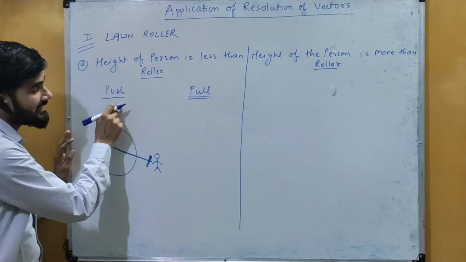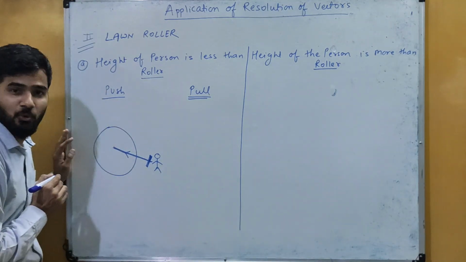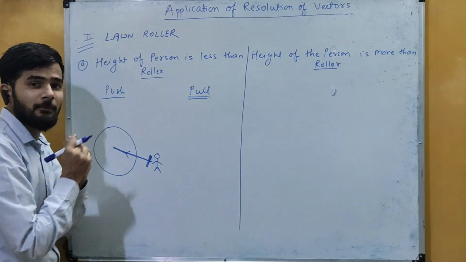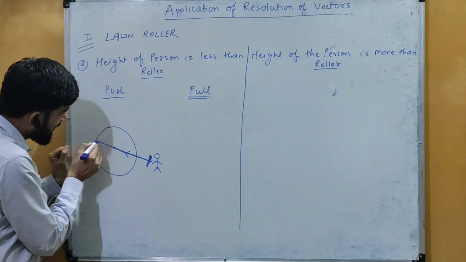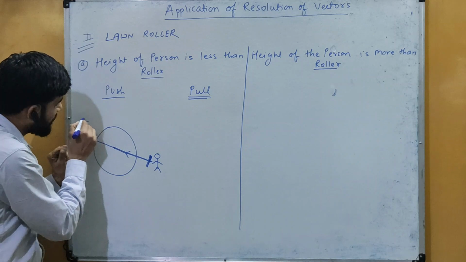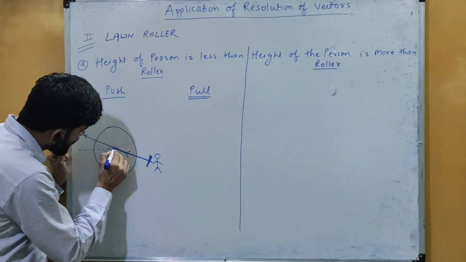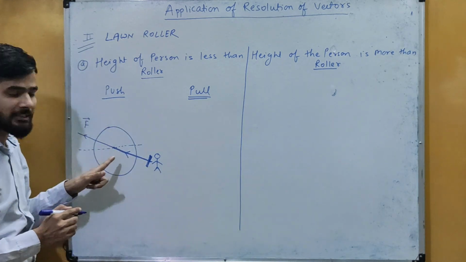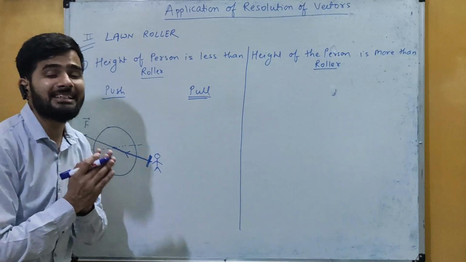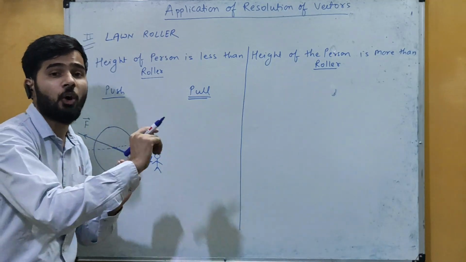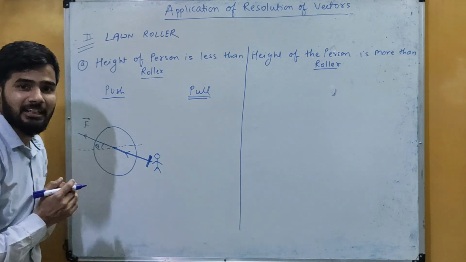Now it is the case of the push, meaning this person is pushing this roller in the straight forward direction. So here the direction of the force will be along this direction. This is the force F. Now I can assume that this is the horizontal line which is passing through its center. In the case of this lawn roller, we are always considering the angle theta with the horizontal line. Meaning from here we can consider angle theta.